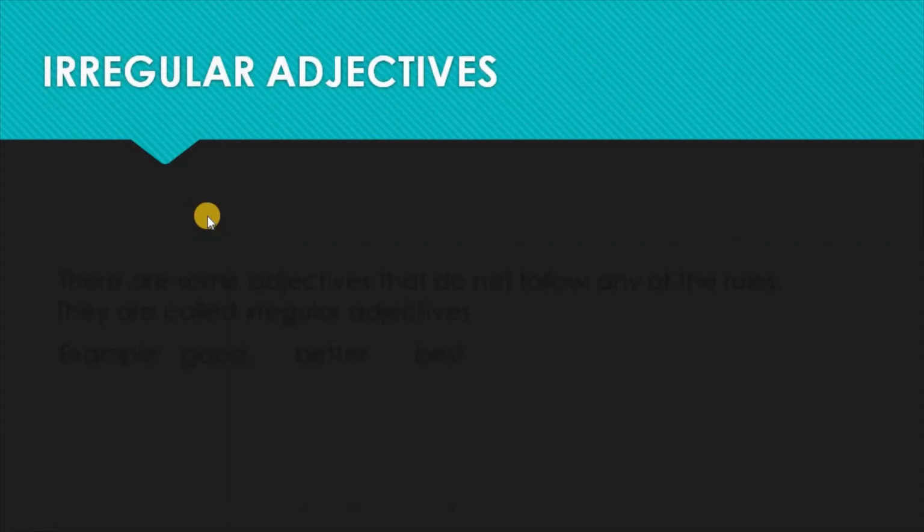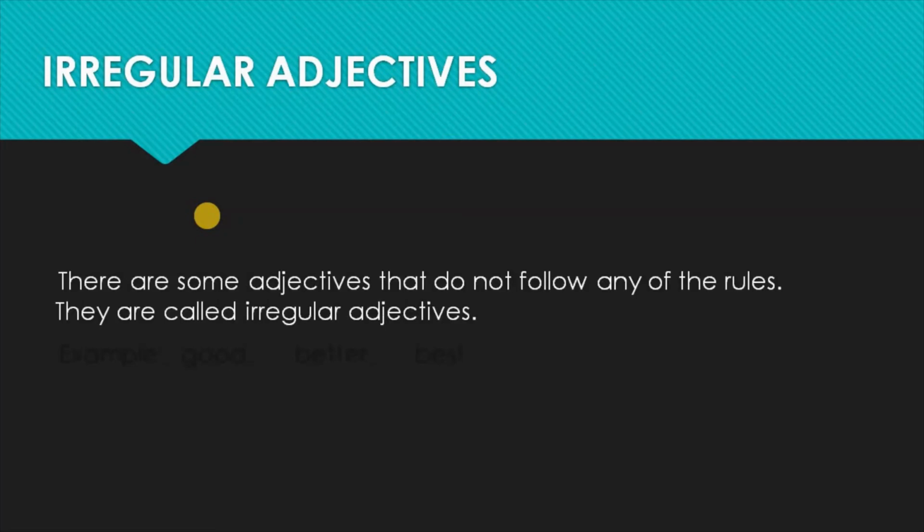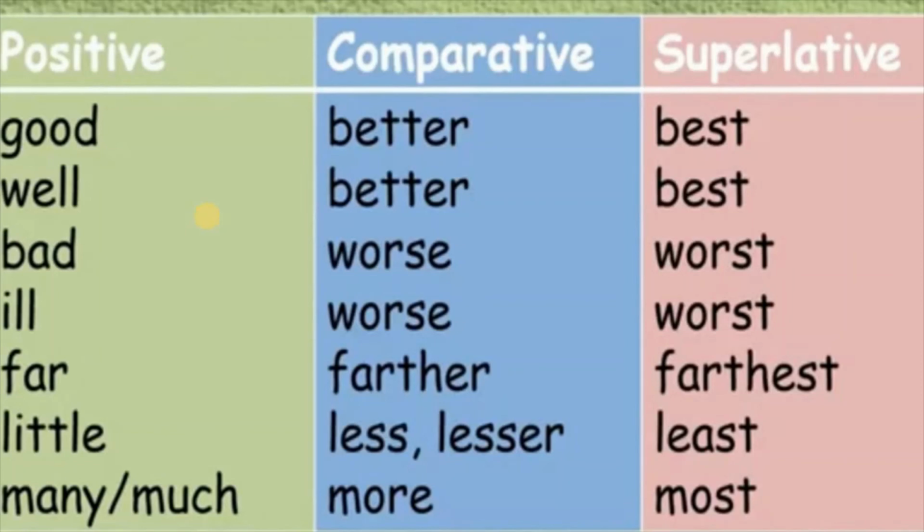Now let us see the irregular adjectives. There are some adjectives that do not follow any rules. They are called irregular adjectives. Example, good, better, best. Some of the irregular adjectives are well, better, best. Bad, worse, worst. Ill, worse, worst. Far, farther, farthest. Little, less, lesser, least. Many or much, more, most.